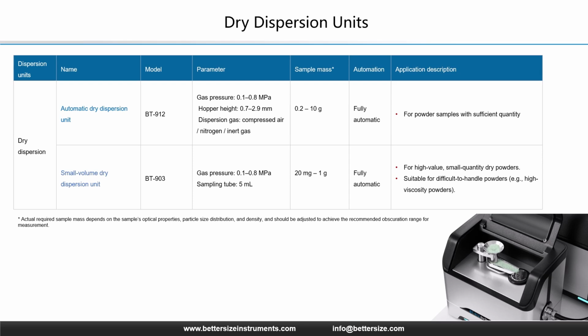This is a critical engineering detail. It allows you to develop methods on the BT903 in the lab and seamlessly scale up to the BT912 in production without changing the dispersion physics.